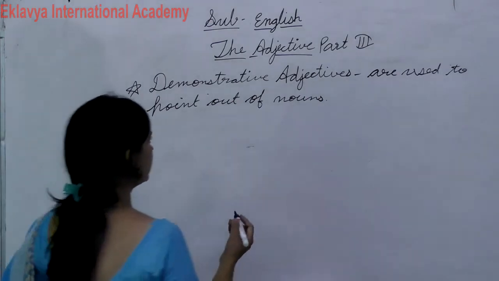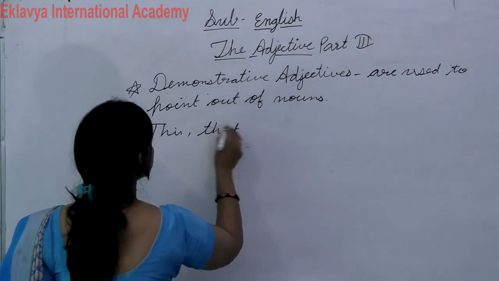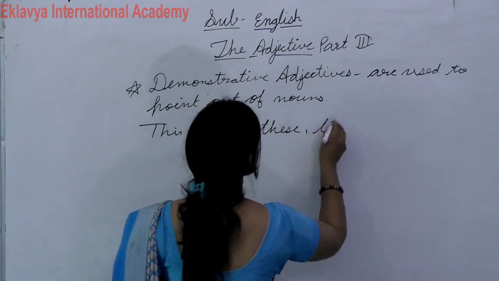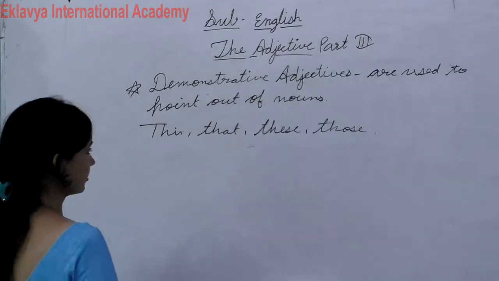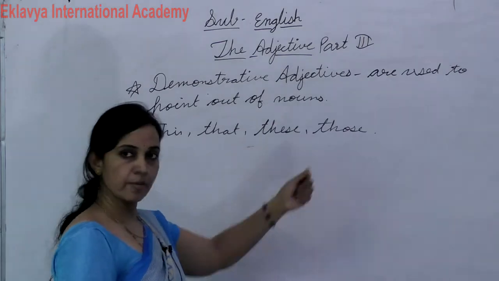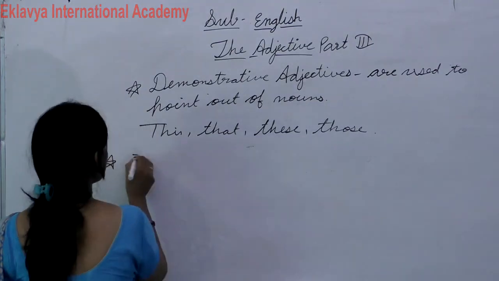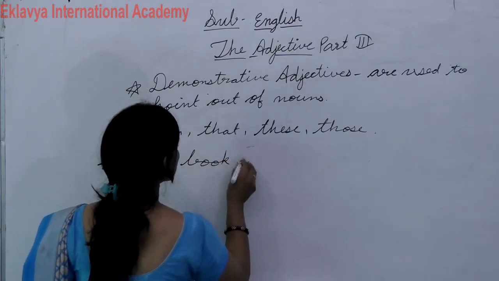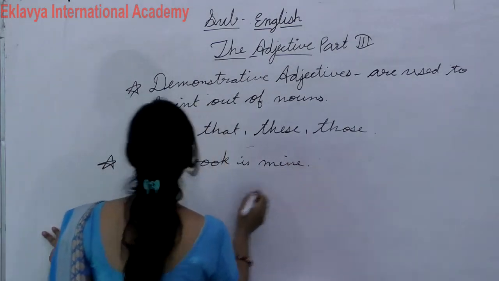Let's see, like this, that, these, those. These are demonstrative adjectives. In pronoun chapter also we have read these as demonstrative pronoun. So let's see by the example. This book is mine.